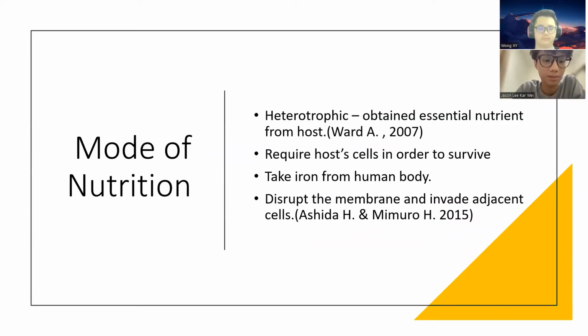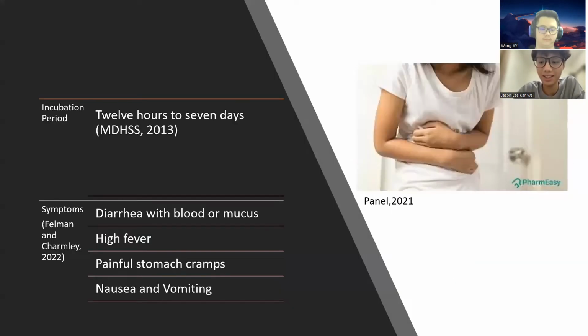So this is the mode of nutrition. Basically, Shigella is heterotrophic, so it requires host cells to survive. And the main nutrient they take from the human body is iron. They hurt our body by disrupting the membrane and invading adjacent cells.